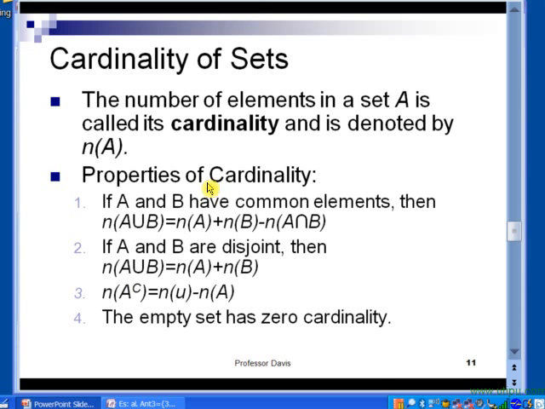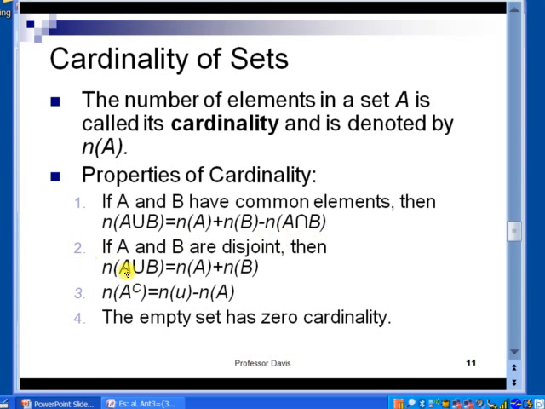So notice the properties of cardinality here in slide number 11. If A and B have common elements, then the number of elements in their union is the number of elements in A plus the number of elements in B, but then we want to subtract off the number of elements in their intersection. The reason is that if you didn't, we would be counting those elements twice, and our number of elements would be incorrect. So to find the cardinality of the union of two sets, we take the cardinality of the first plus the cardinality of the second minus the cardinality of their intersection.